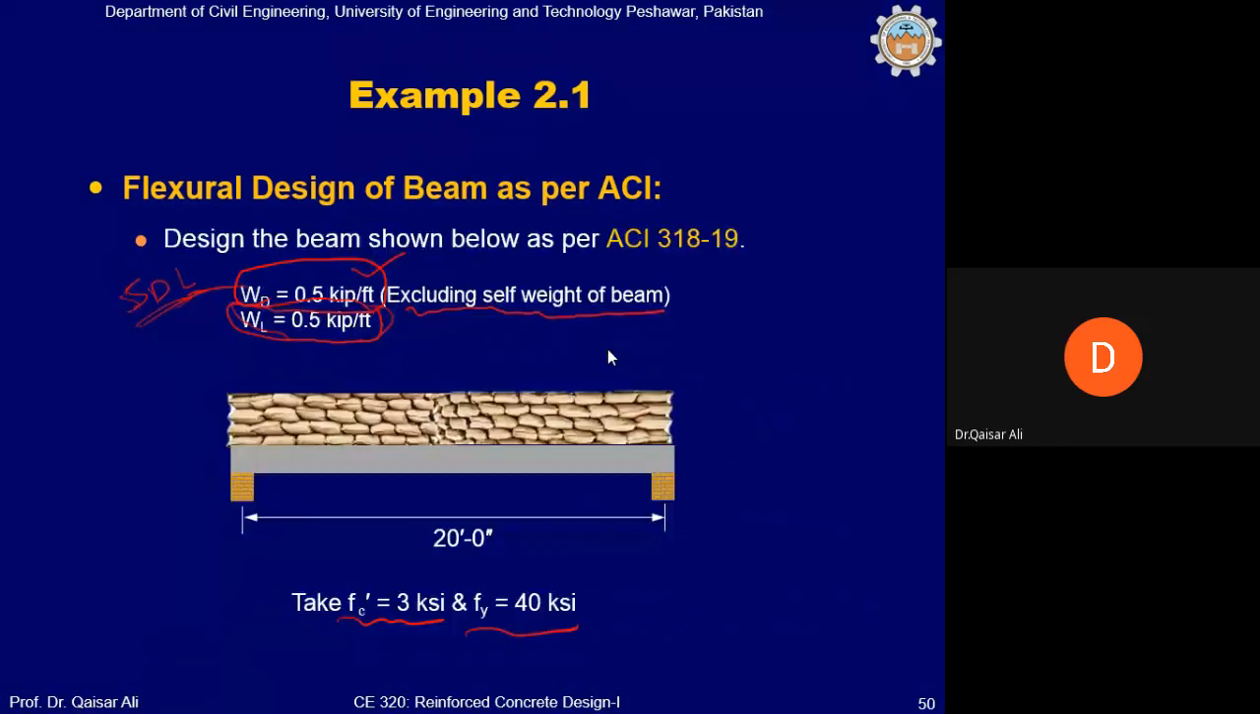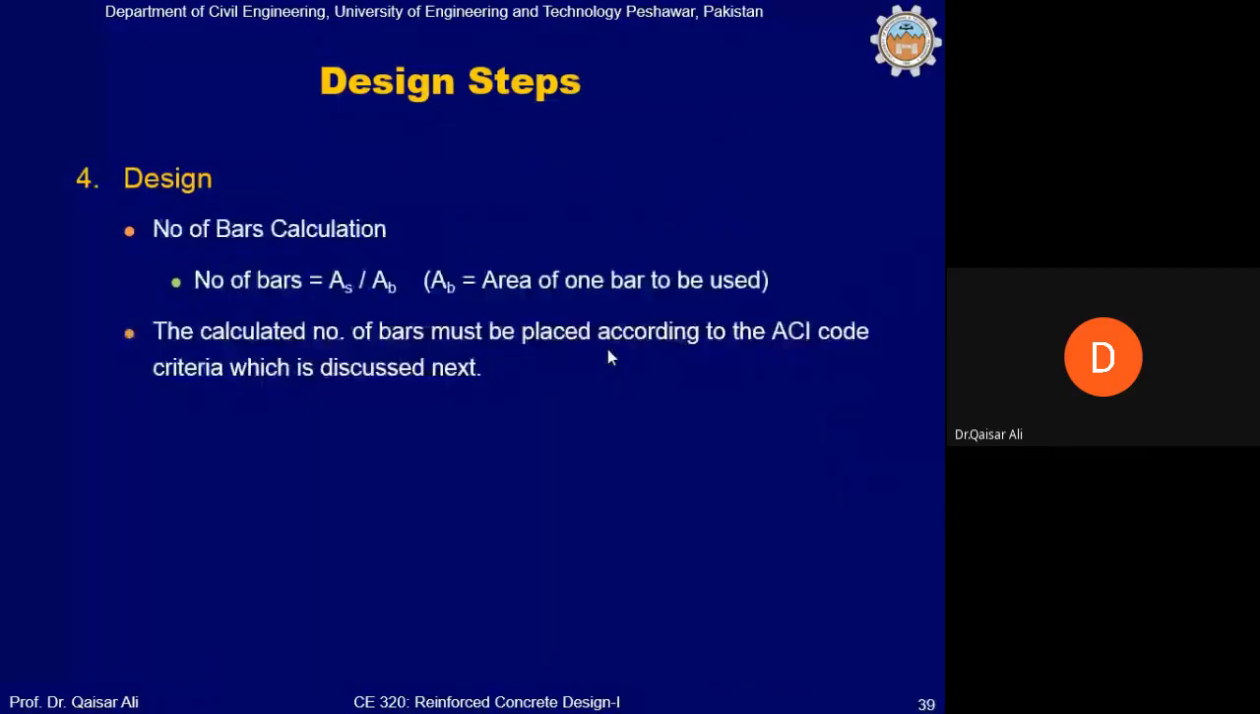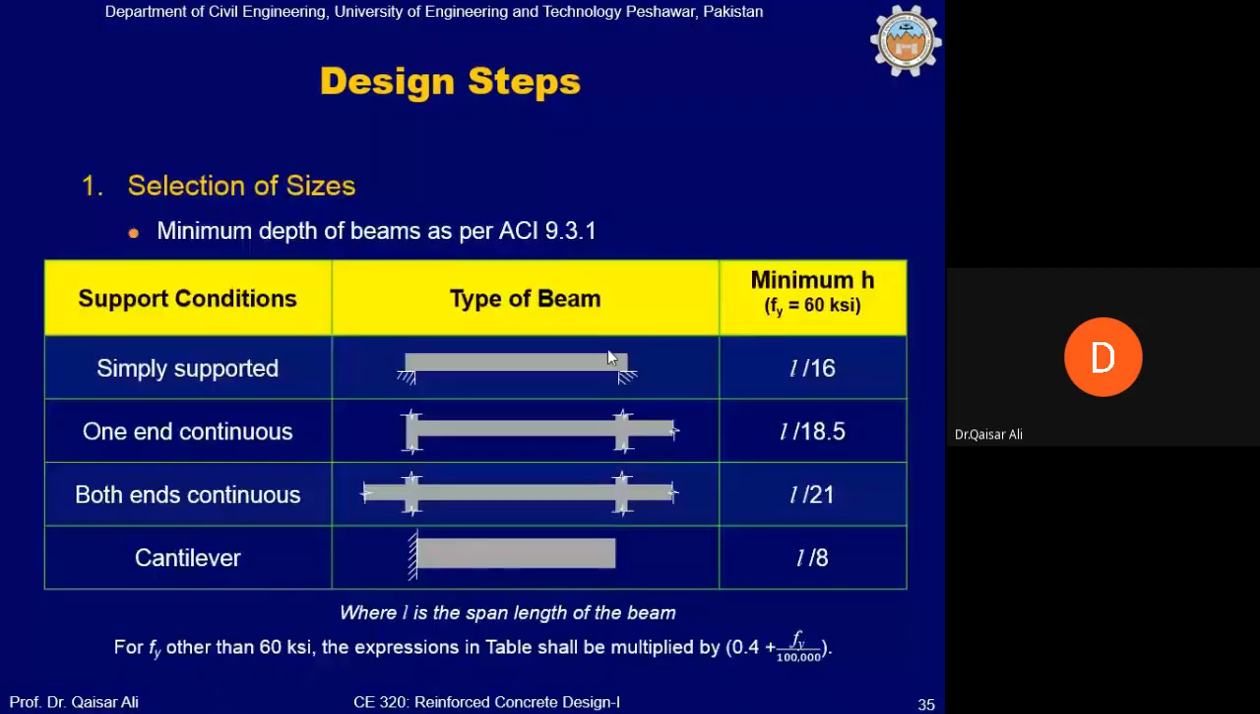Also, if you look at the table, you'll find a note at the end of the table that this table is applicable when your grade of steel is 60 KSI. But if your grade of steel is different than 60 KSI, then all these equations will be multiplied by the expression mentioned in these brackets.